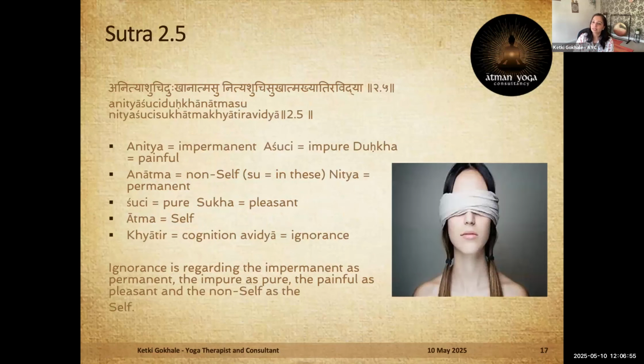And then what is avidya? Anitya shuchi dukkhanatmasu nitya shuchi sukhatma khyatir vidya.